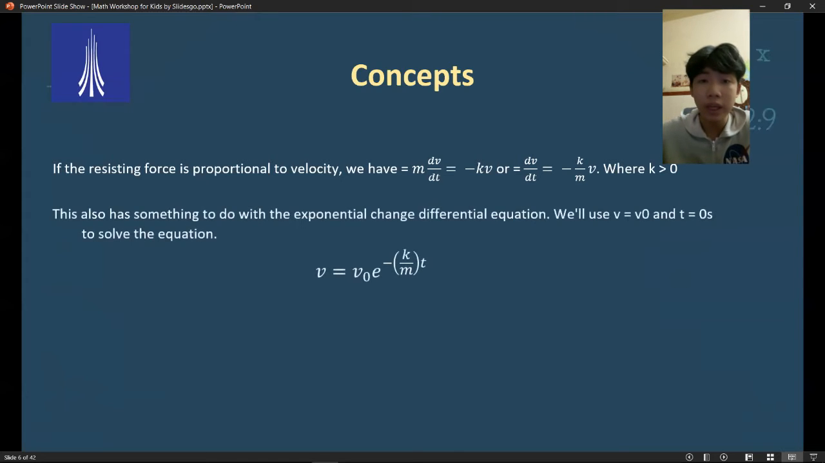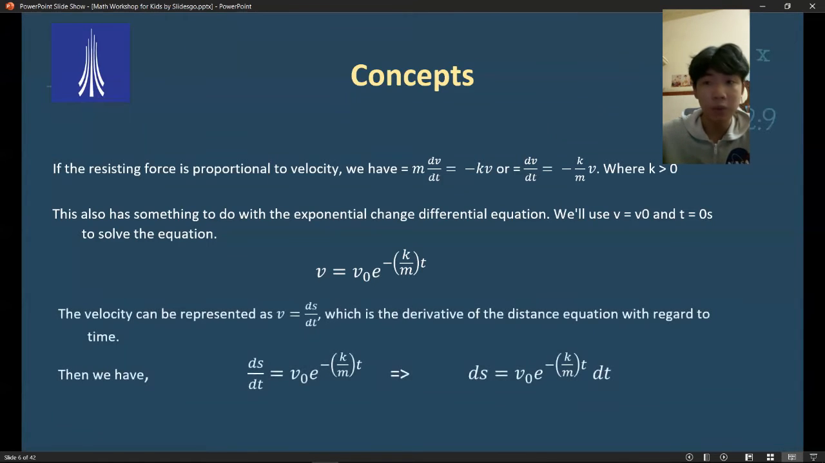We'll use v equal to v0 at time t equal to 0 to solve this equation. So we have v is equal to v0 e to the power of the negative of k divided by m times t. The velocity can also be represented as v is equal to ds over dt, which is the derivative of the distance equation with regard to time.